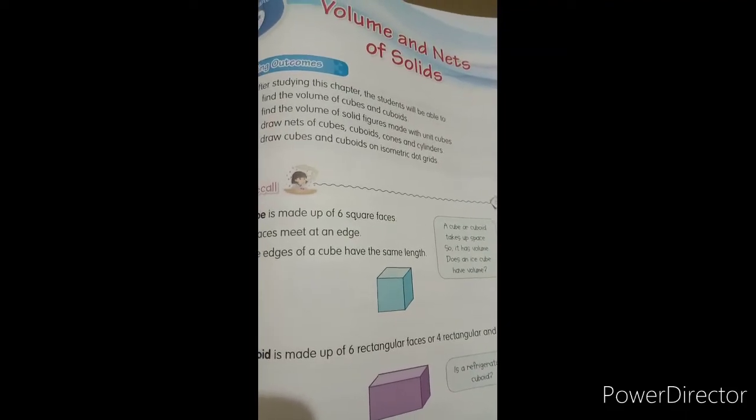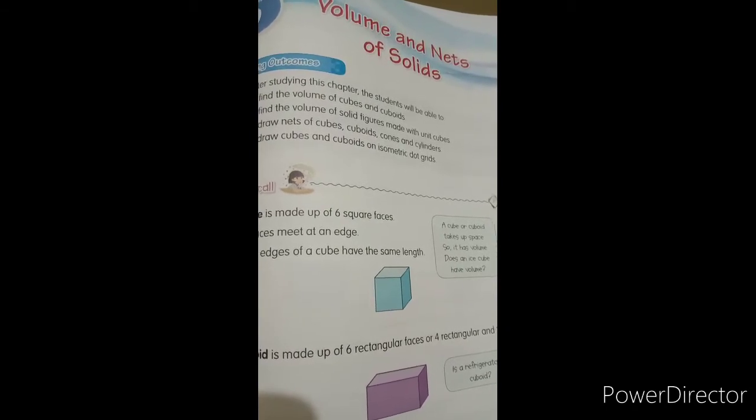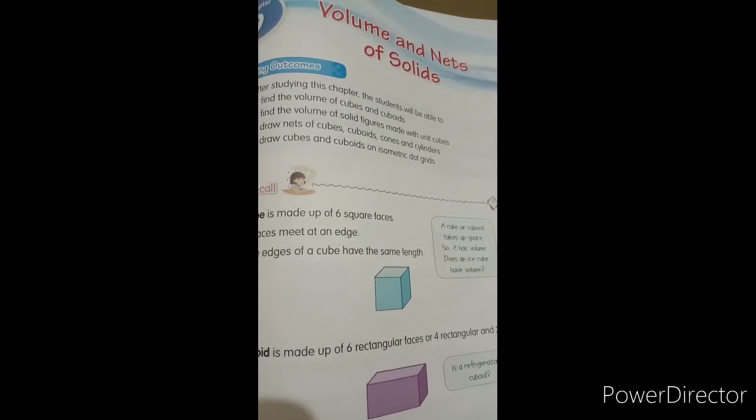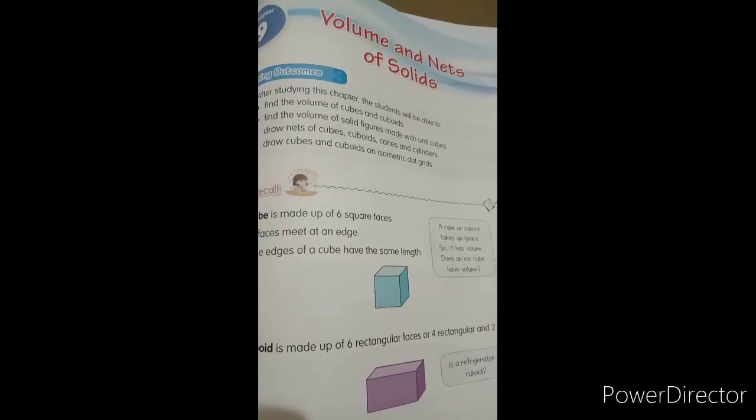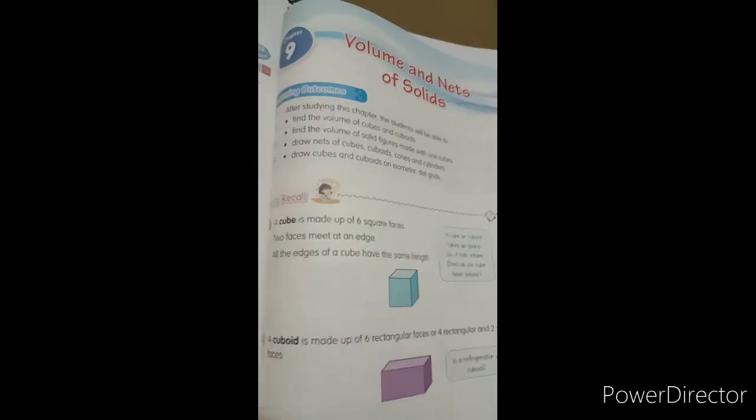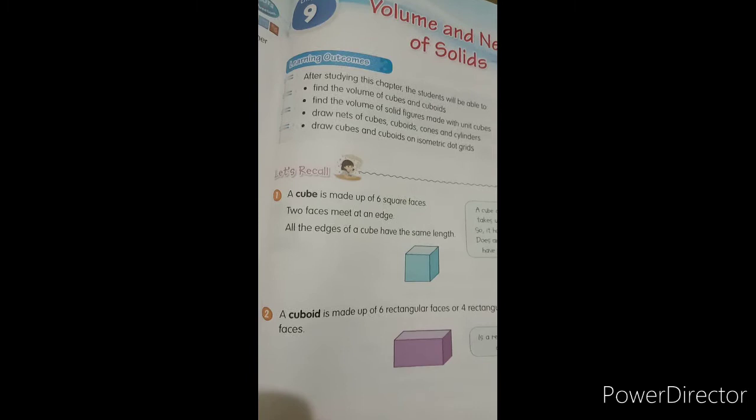From today onwards, we will do the revision of your syllabus of final exams. So our first chapter for revision is chapter number 9, volume and nets of solids. So let's start this chapter. The first topic of this chapter is a cube.